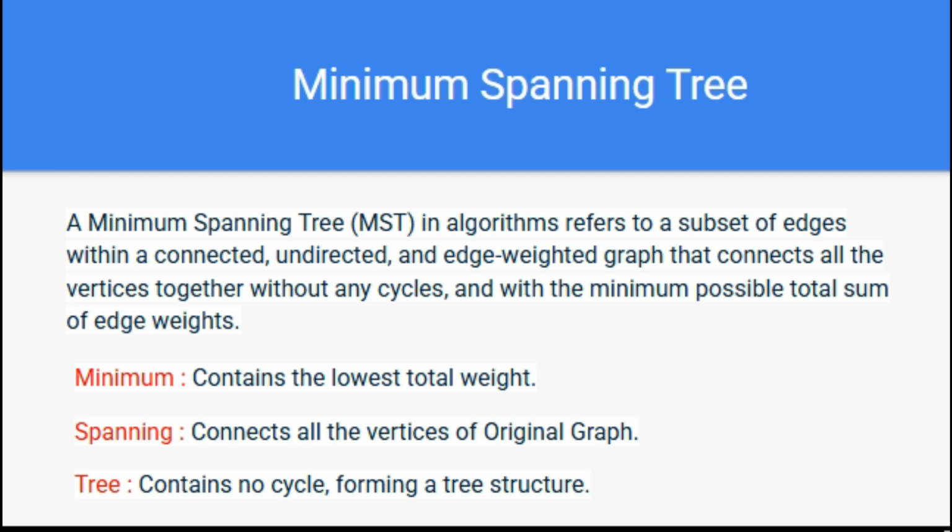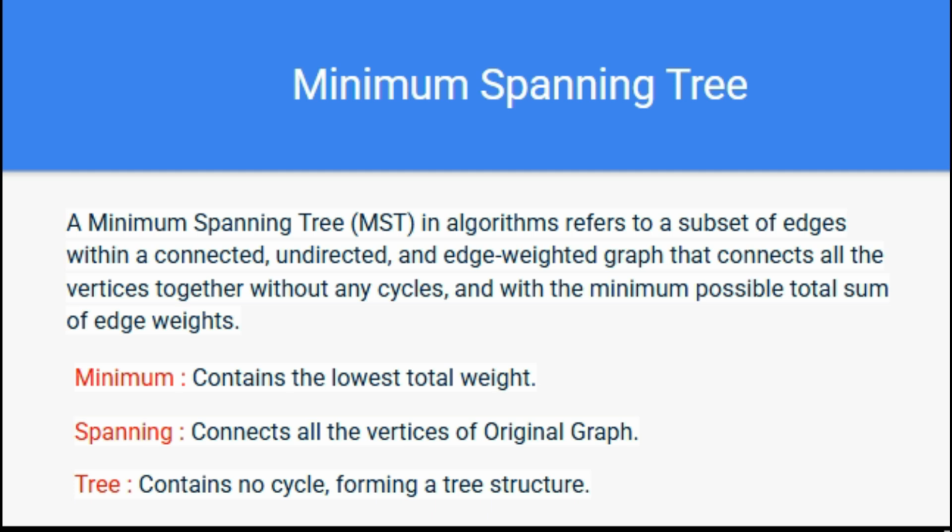Let me make it simple for you again. In a minimum spanning tree, we are going to create a new structure from the given structure, but that structure is going to give us less weight. We are going to make a choice in such a way that the total sum of weights in the whole structure is less as compared to the given structure.